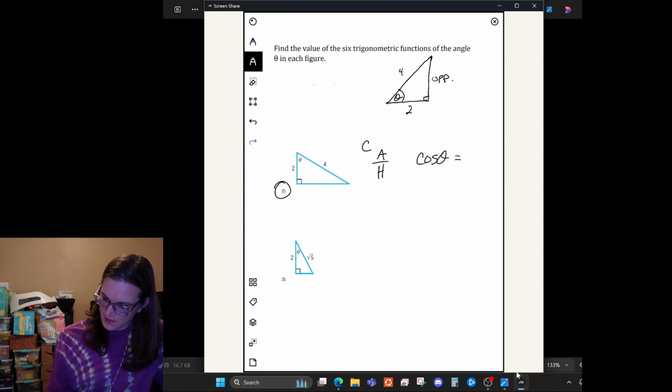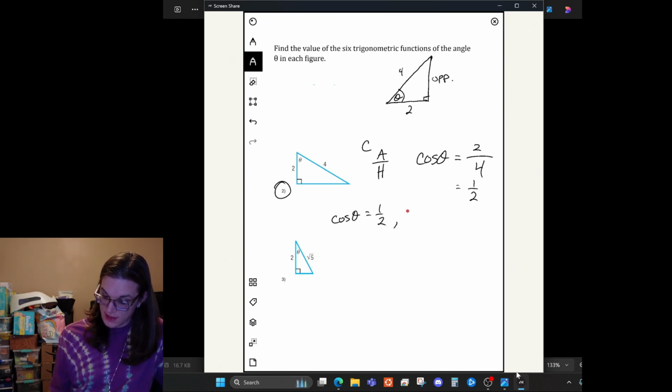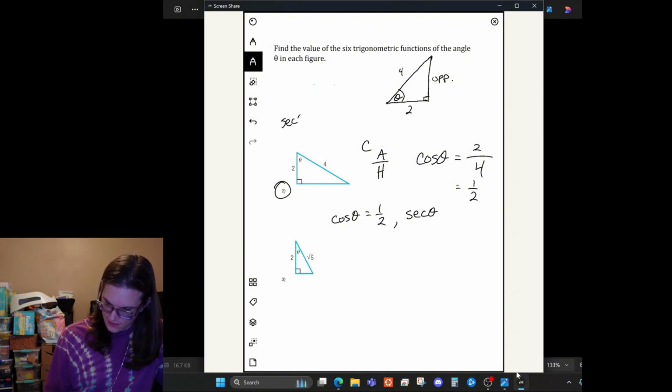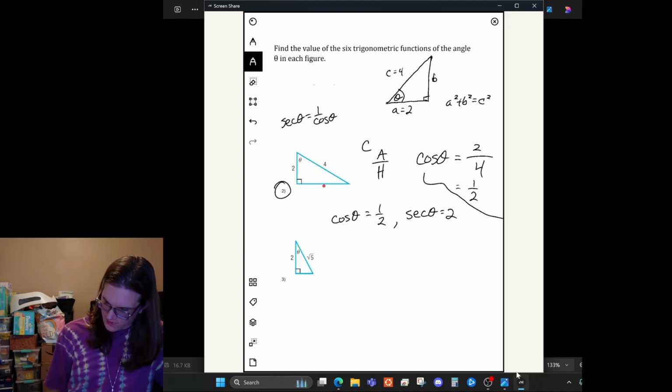Cosine of theta is adjacent over hypotenuse. That's equal to 1/2. You can quickly do this. So cosine, we now have 1/2. Secant is 1 over cosine. Never forget, right? Secant is 2. Easy. What else do we have? So we have now cosine. This is a good example of when we can use Pythagorean Theorem for a little bit of help.